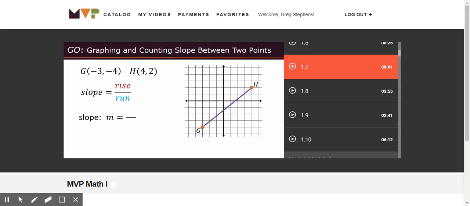Count the spaces from point G up to the horizontal line that goes through point H. The number of spaces that you move up or down is the rise, or the top number of your fraction. Count the spaces right or left until you reach the vertical line that contains point H. This is your run, or the number that goes on the bottom of your fraction. It doesn't matter if you count the rise first or second, as long as you place the number in the correct position in the fraction. Notice that the segment connecting these points has a slope of 6 over 7.